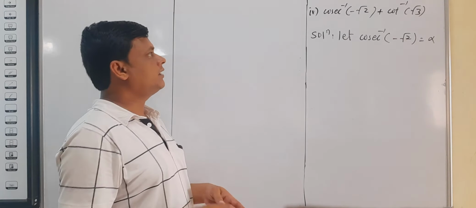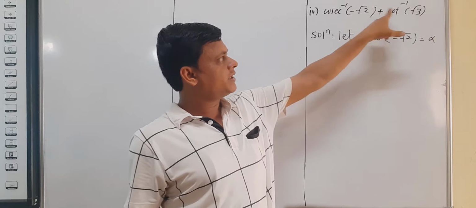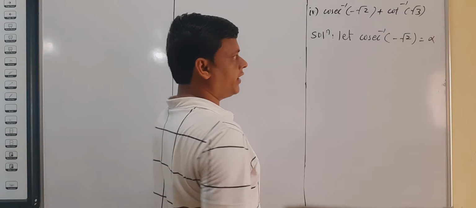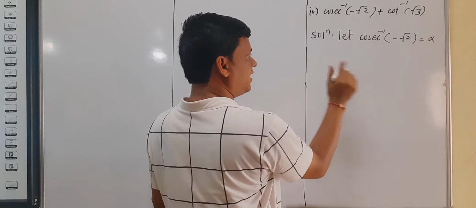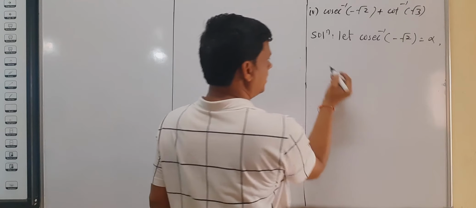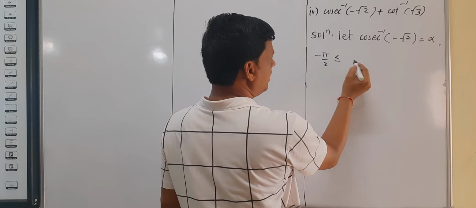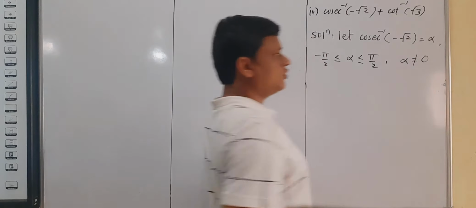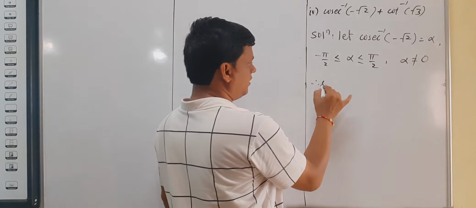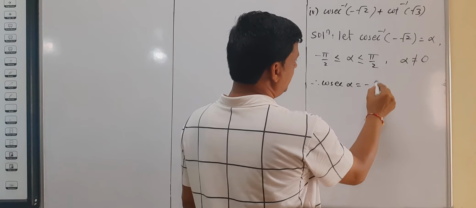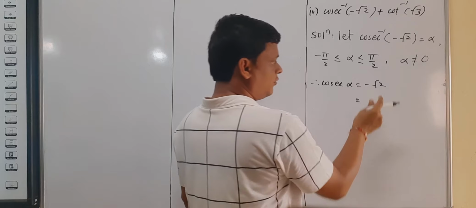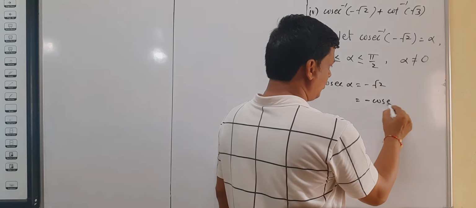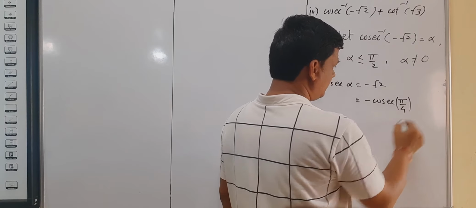Now see the next example: cosec inverse of minus root 2 plus cot inverse of root 3. We first consider cosec inverse of minus root 2 equals alpha, and this alpha must satisfy the condition minus pi by 2 less than or equal to alpha, less than or equal to plus pi by 2, and alpha not equal to 0. Therefore cosec alpha is equal to minus root 2. We know that cosec 45 is root 2, so we write cosec pi by 4.